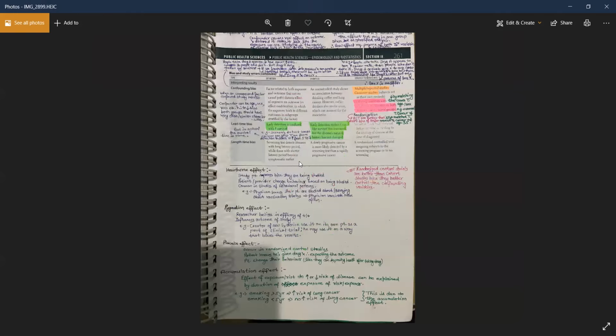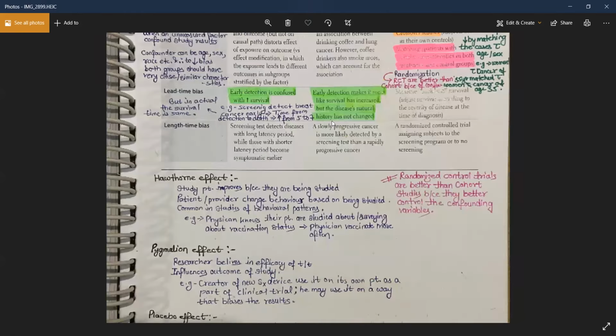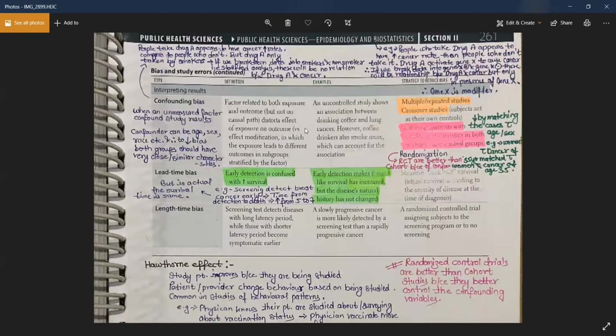Okay. Then the most important concept from the bias, which is not a bias at all. I mean, just give me a second. Just a second, everyone. Okay, I will be right back.